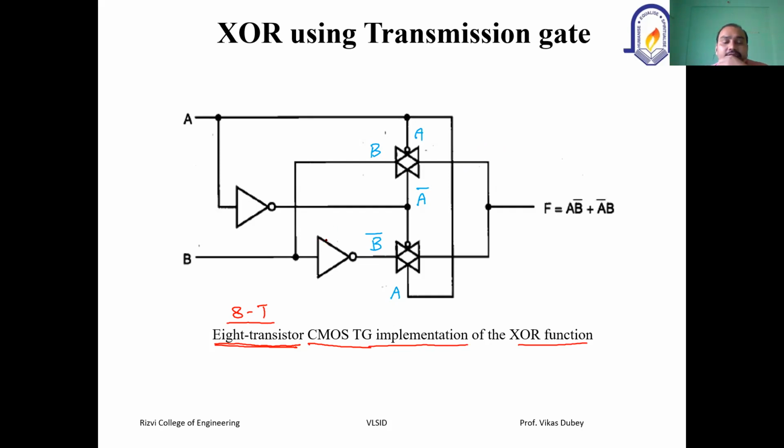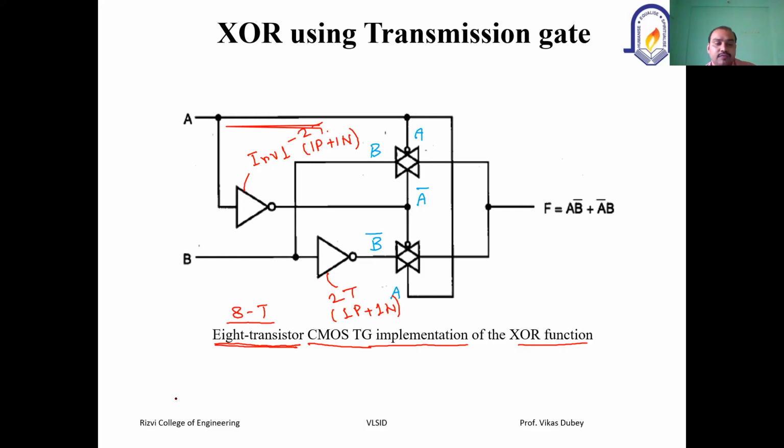I'll explain that. Now see here, we have 2 inverters also. You can see this is inverter 1. We are using CMOS, so obviously one inverter means 2 transistors. Similarly, this also is going to use 2 transistors, one PMOS and one NMOS. Similarly, here also one PMOS and one NMOS, because we are using CMOS.